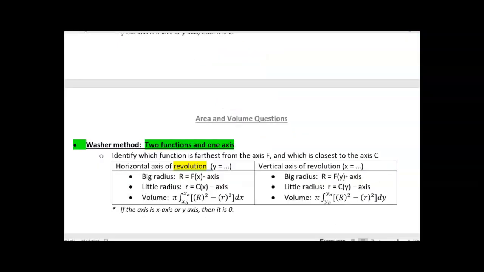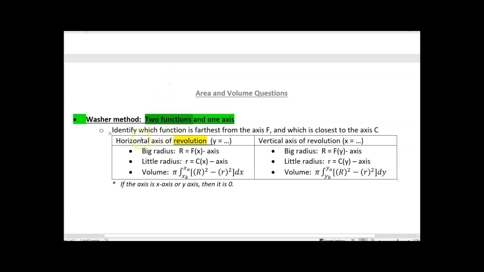So now the next question is, are we doing a horizontal axis of revolution or are we doing a vertical? Well, we graphed it earlier.